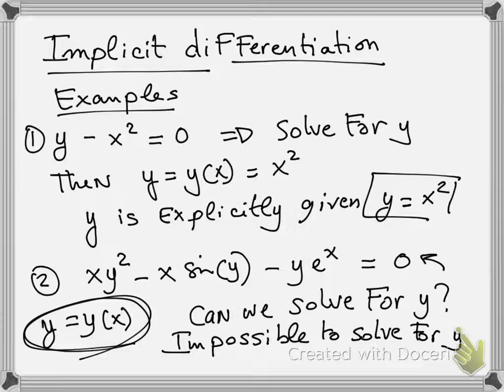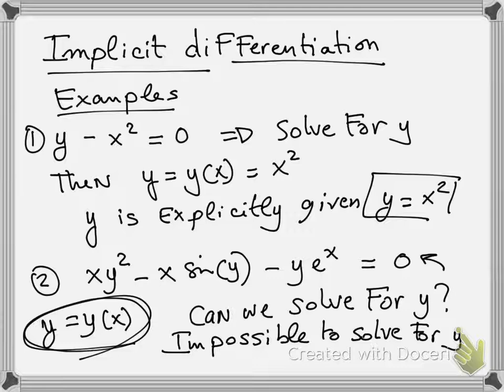However, we have this relation between x and y, right? We know that y and x, y being a function of x, satisfy this equation here. But the problem, again, is that we cannot solve for y. So we don't know exactly the exact expression of y, okay? So we say in this case that y is implicitly defined by this equation here. Now, y is a function of x in both cases. So you want to compute y prime.